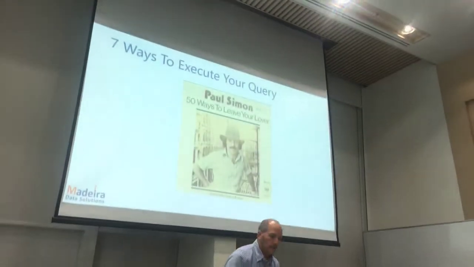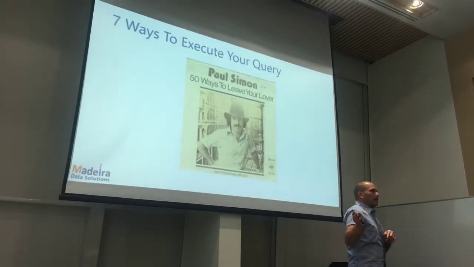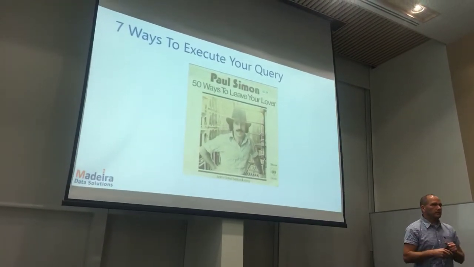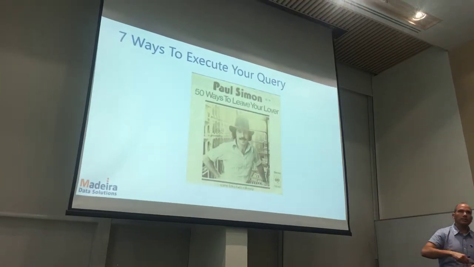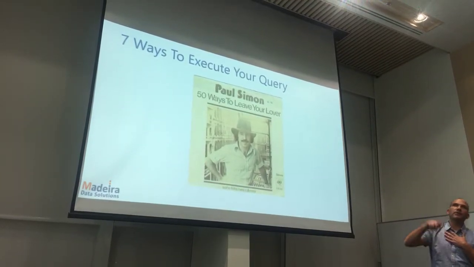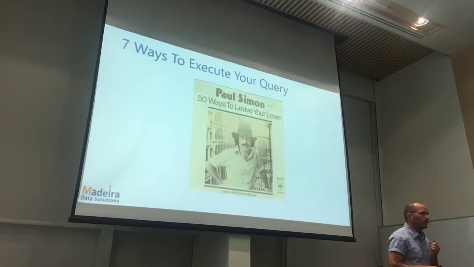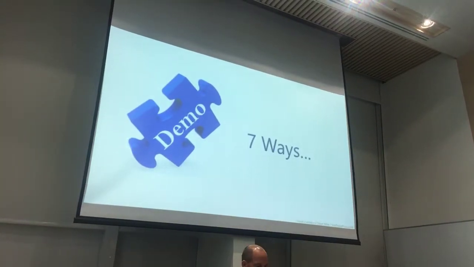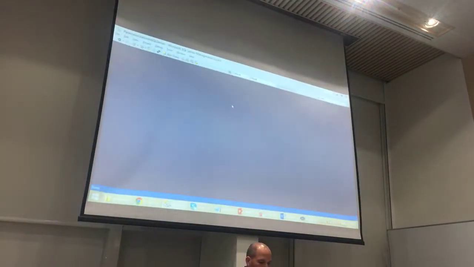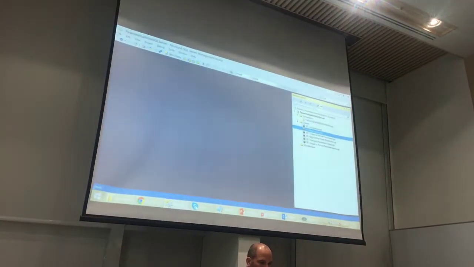Let's go back here. So Paul Simon says there are 50 ways to leave your lover. Okay? It's a great song by Paul Simon. I don't have time to play it to you now. But I say there are 7 ways to execute your query. Okay? I'm not going to go through all the ways because we don't have much time, but I'm going to do it very fast just to show you what I mean.